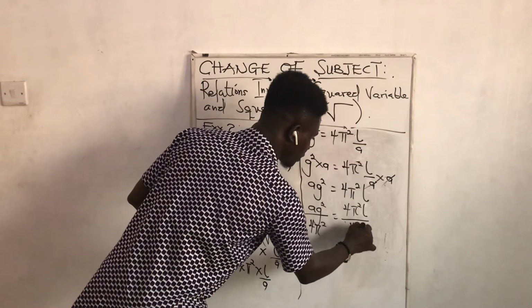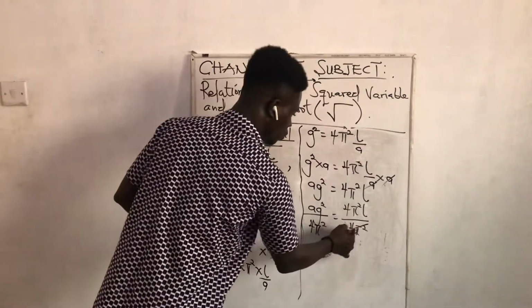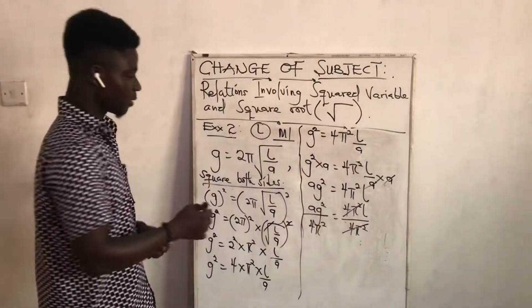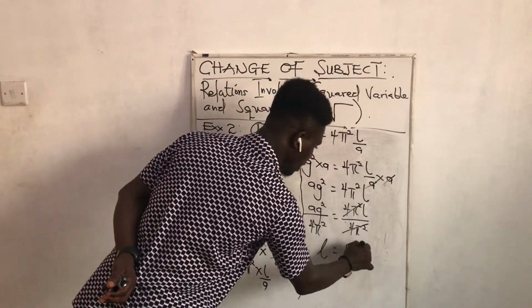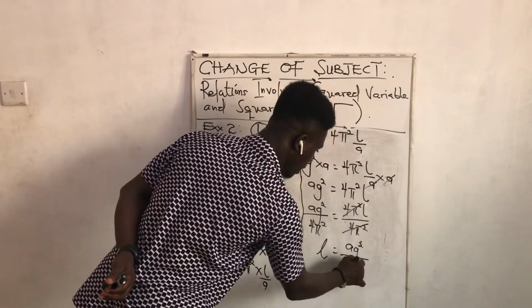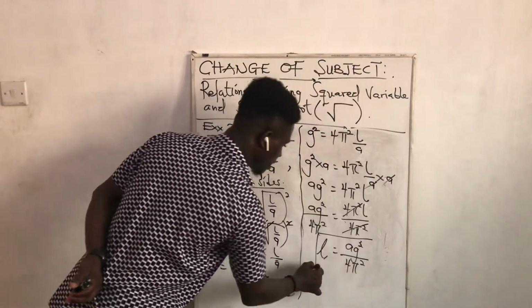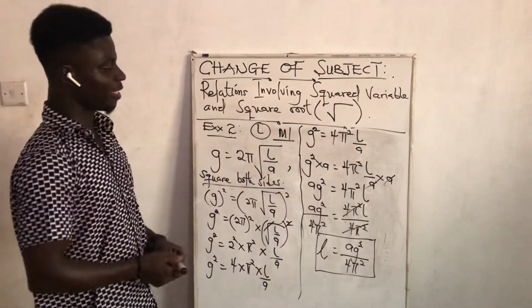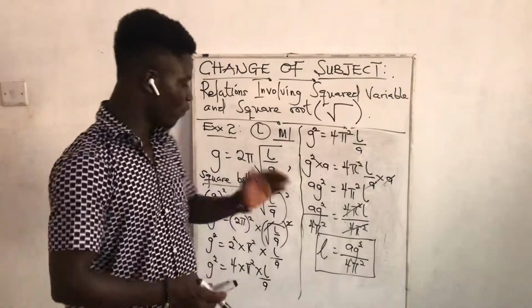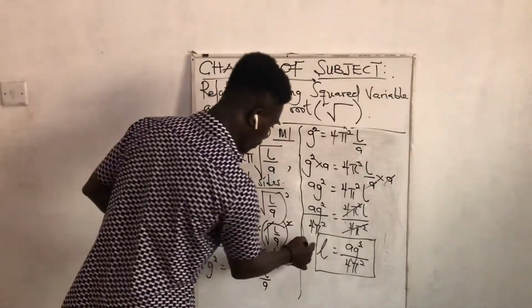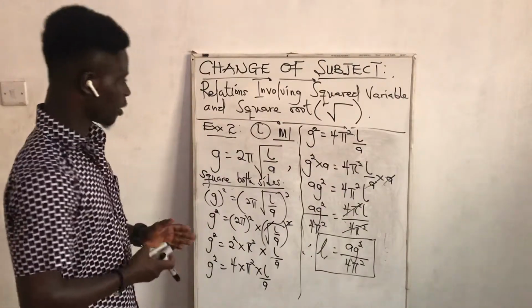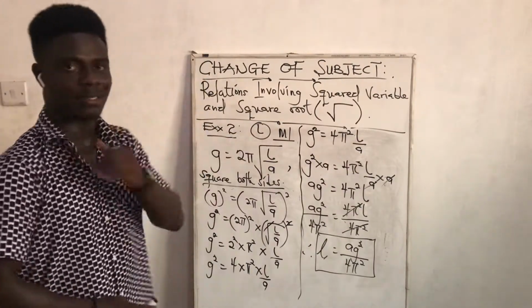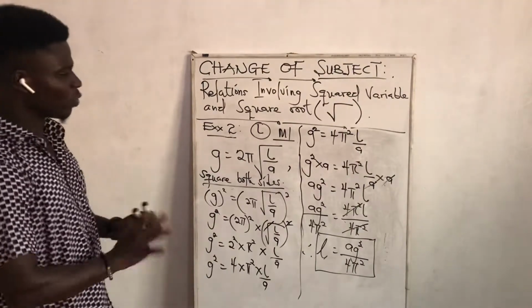So this one cancels that, right? So I have L equals g cubed all over 4 pi squared. L equals g cubed all over 4 pi squared. So therefore, this is how to make L the subject using method 1. So it's very, very simple.